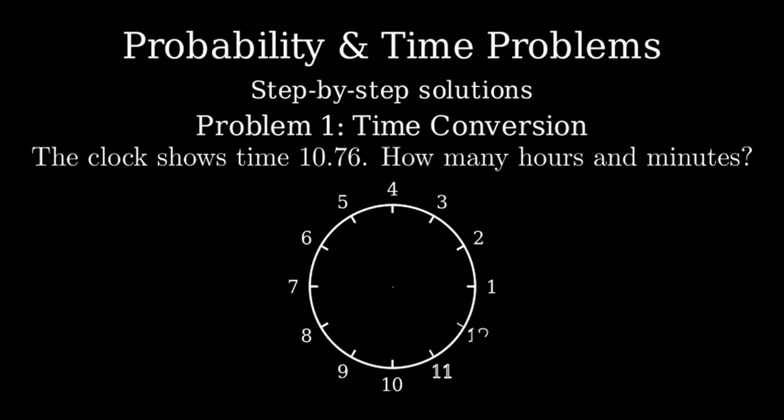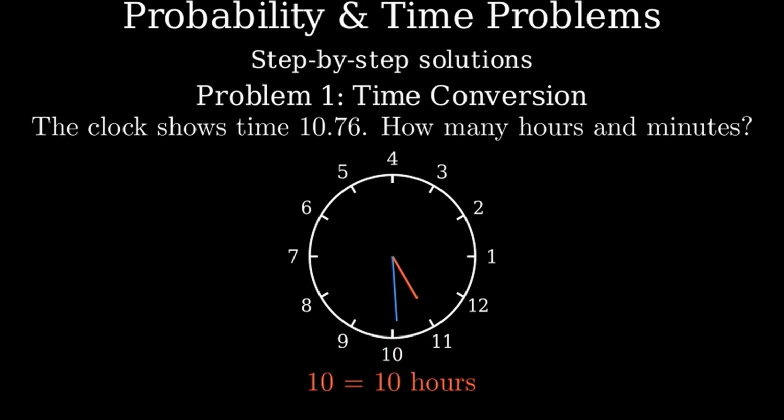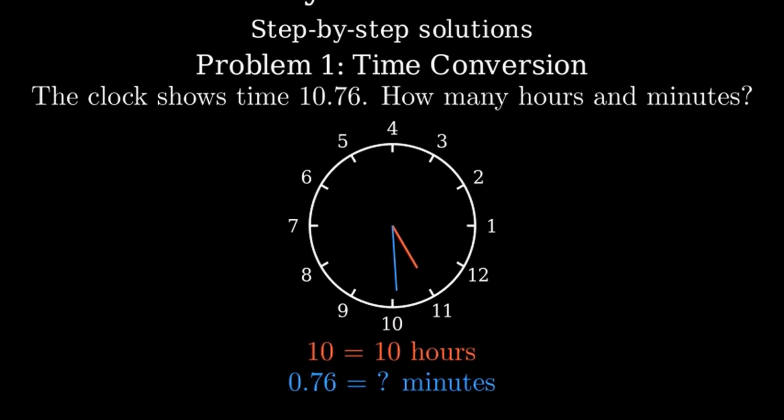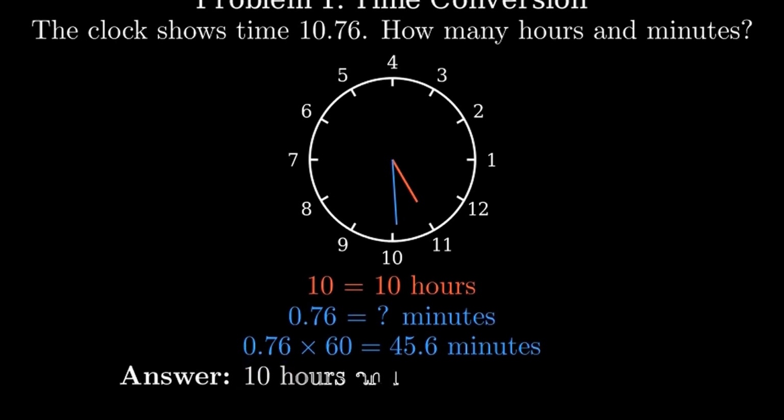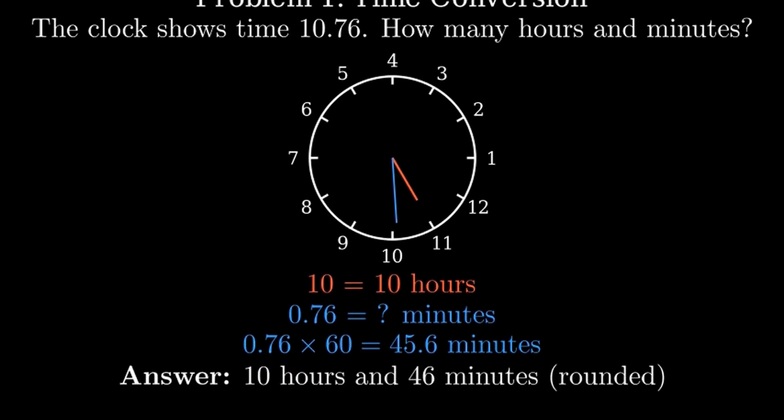First, we need to understand that in a decimal time format, the whole number part represents hours, while the decimal part represents a fraction of an hour. So the 10 means 10 hours. For the decimal part, 0.76, we need to convert this to minutes. Since 1 hour has 60 minutes, we multiply the decimal part by 60. Let's calculate. 0.76 times 60 equals 45.6 minutes. Therefore, 10.76 equals 10 hours and 45.6 minutes, which we can round to 10 hours and 46 minutes.